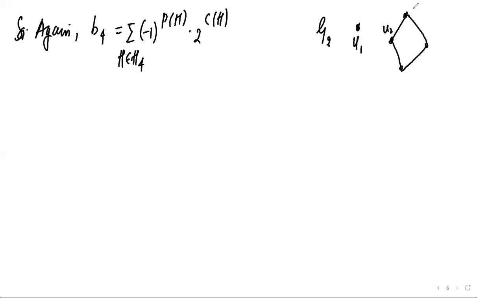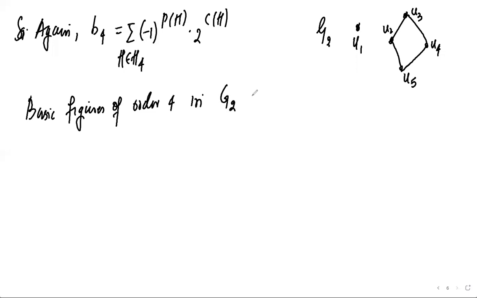So this is U2, U3, U4, and U5. Now here we have to look for the basic figures of order 4 from this G2. Now basic figures of order 4 in G2 are: one is this basic figure of order 4. It is the cycle of length 4 which is in G2, which consists of these 4 vertices U2, U3, U4, and U5. So this is a basic figure of order 4.